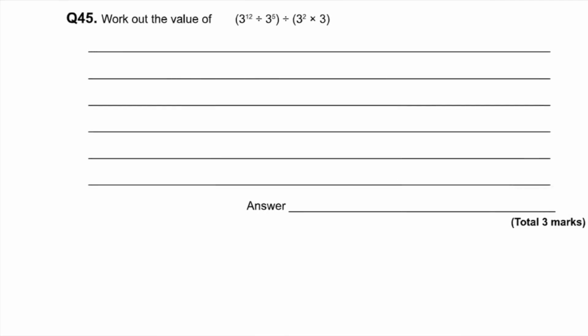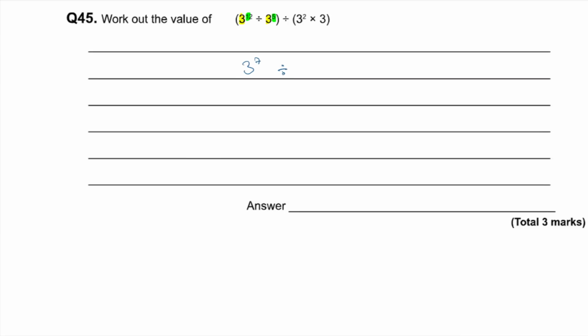Okay. Question 45. Work out the value of 3 to the power of 12 divided by 3 to the power of 5 divided by 3 squared times 3. This looks pretty horrible, but I think we're just going to take it part by part. So we're going to start with the left-hand bracket. I've got two numbers with the same base. I'm dividing them, so I'm going to be subtracting those indices from each other then, aren't I? So 3 to the 12 divided by 3 to the 5, that's going to be 3 to the power of 12 subtract 5, that's 3 to the power of 7.